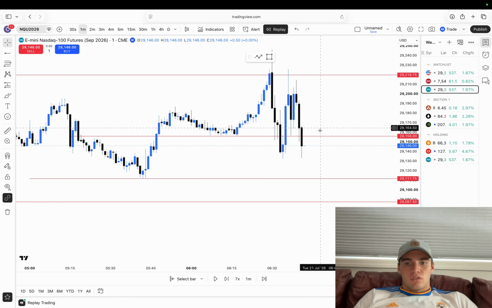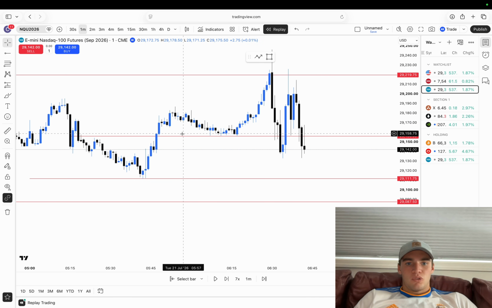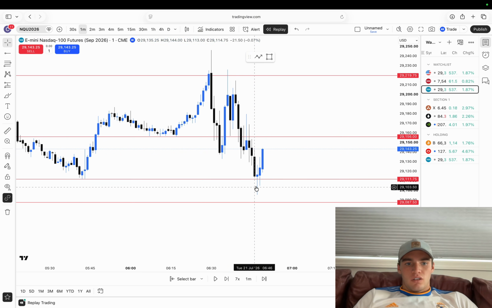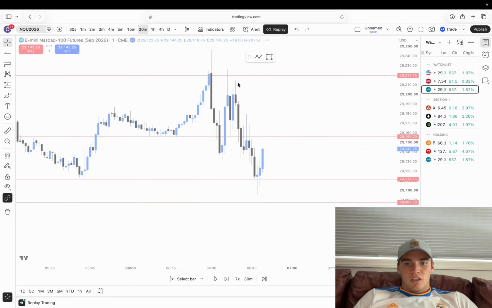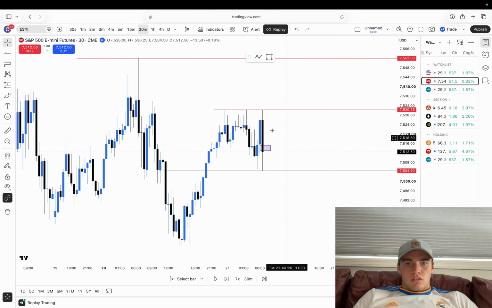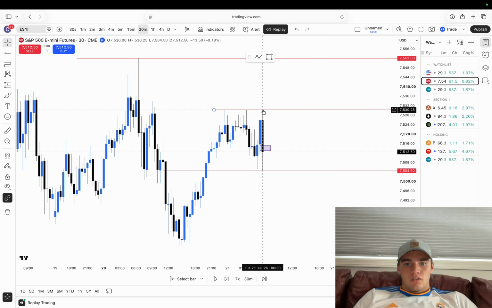I didn't take this short though. I know quite a few people did. Come lower, and we hit the 30-minute intermediate low. And on ES, we had made equal highs up here, triple equal highs.